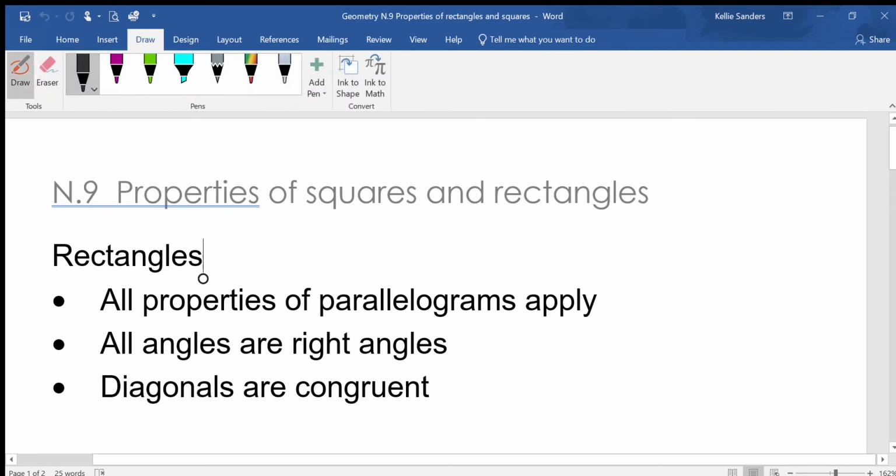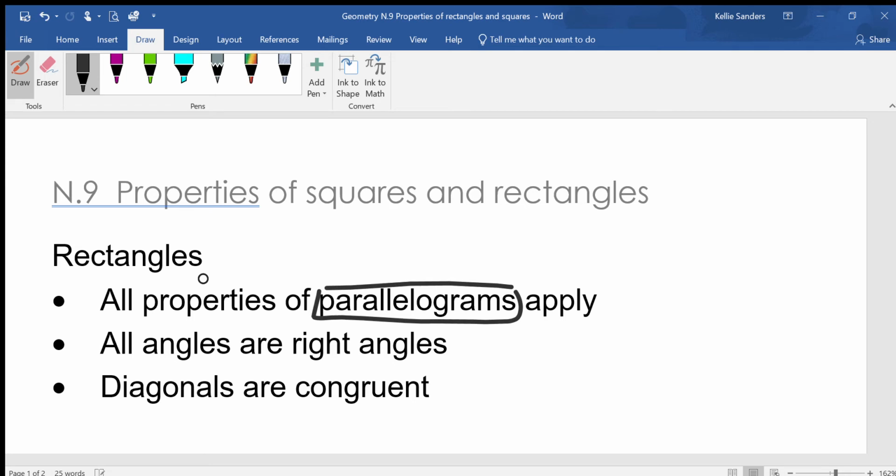0.9 Properties of squares and rectangles. A rectangle is a special parallelogram. So if you have a parallelogram, you could have a rectangle. If you have a rectangle, you definitely have a parallelogram. So all properties of parallelograms apply. Also, you would have 4 right angles, and the diagonals are congruent.